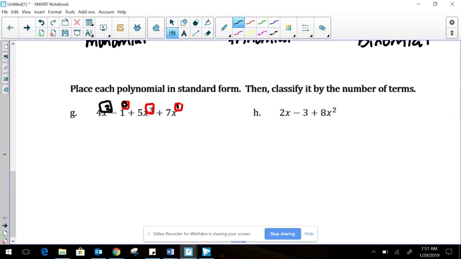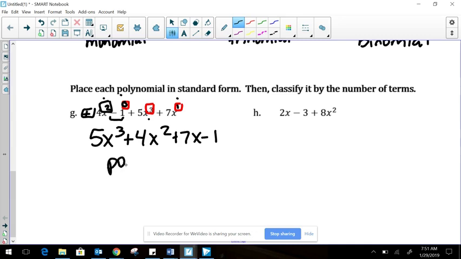All right. So my highest exponent is this cubed. So 5x cubed goes first, then my squared, so plus 4x squared. You may wonder, why is it plus? Because there's nothing in front here, so we know that's an invisible plus sign. All right, then I'm going to look at my x's here. So plus 7x. Then last but not least, my -1. This whole thing goes together. All right, now that I have in standard form, how many terms do we have? Good, 4. So that would be a polynomial.